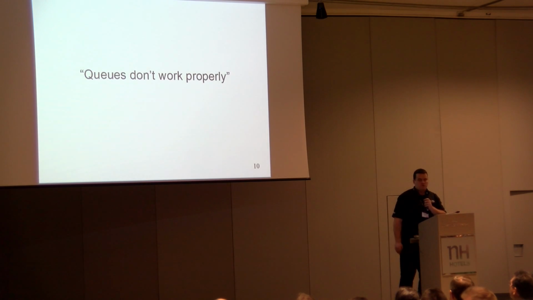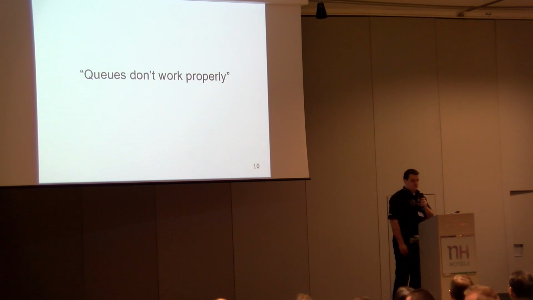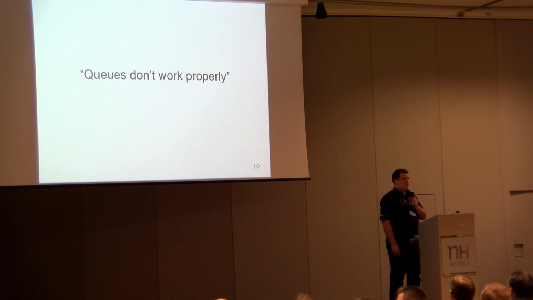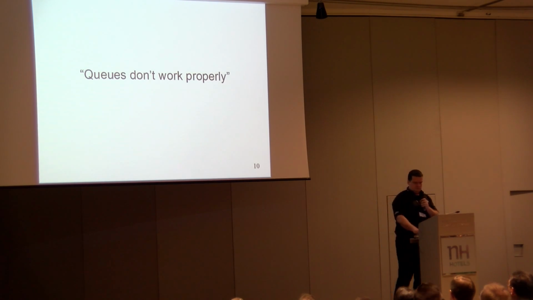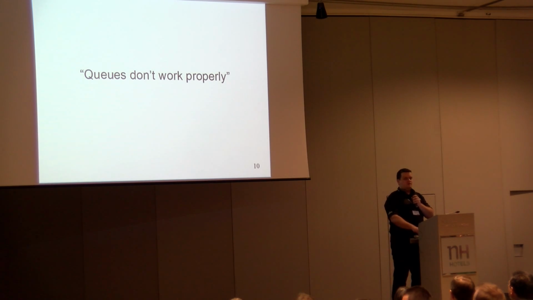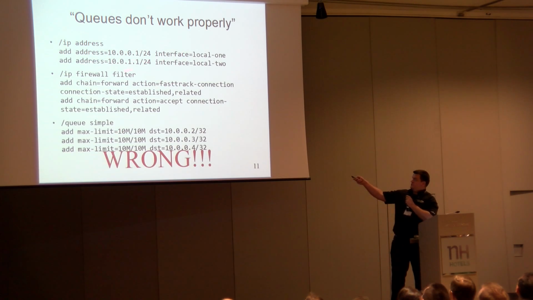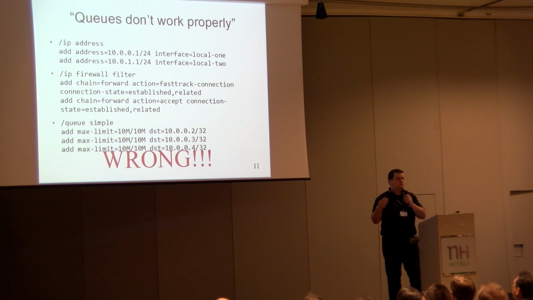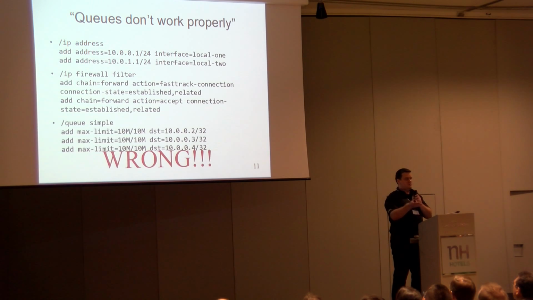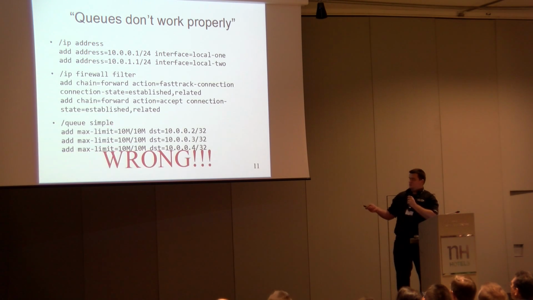Okay, next most popular email to support: my queues don't work. Maybe somebody can guess why. So I combined several problems into this one. We have two local networks, let's say computers and servers, for example. And we use one of the new RouterOS versions, which come with fast track connection pre-installed, pre-configured in the default configuration. And then a person adds simple queues.